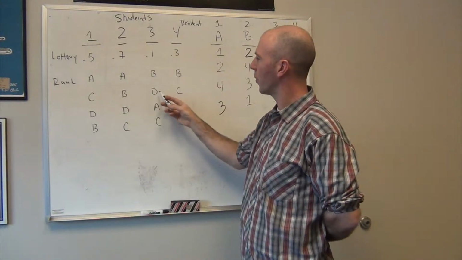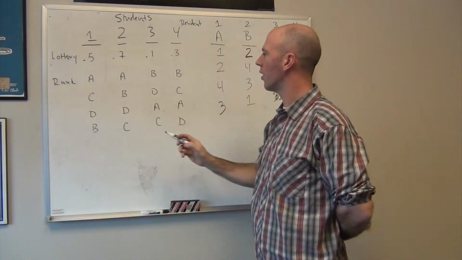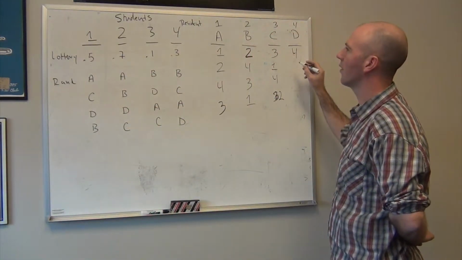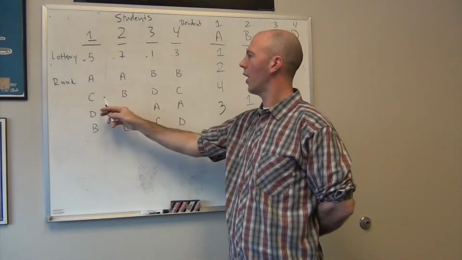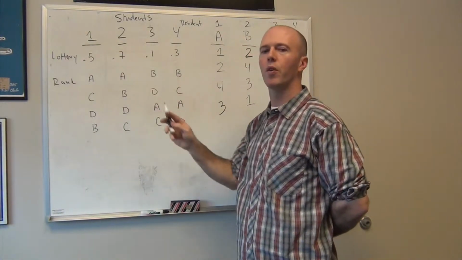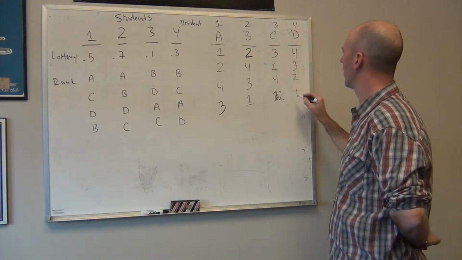In this case, 3 ranks D second. 1 and 2 rank D third. So the student that ranks D the highest is number 3. 1 and 2 rank D the same, so we look at the tiebreaker, and 2 is a higher tiebreaker. So 2's tiebreak, 2 is ranked next, and finally 1.